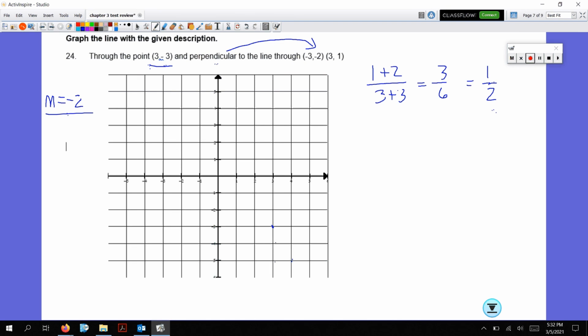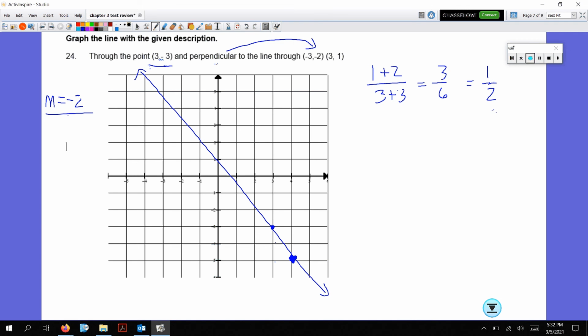I'm going to try again. Yeah, it's basically good enough, okay? Here's my point that it had to go through. And then here was my down 2, right 1 right here. Just pretend that the line goes to that point. Let's make the point really big. All right, that's how simple it is.